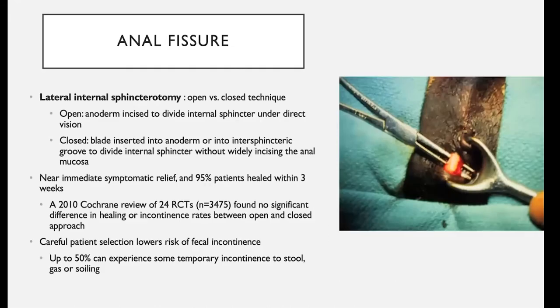The lateral internal sphincterotomy is done in either an open or closed technique. The open technique refers to actually incising the anoderm to divide the internal sphincter under direct vision, which is what you'll see on the right-hand side of the screen. The closed technique is where you do not incise the anoderm to directly view the sphincter muscle, and instead a blade is inserted into the anoderm in the inner sphincteric groove, and then the internal sphincter is divided.